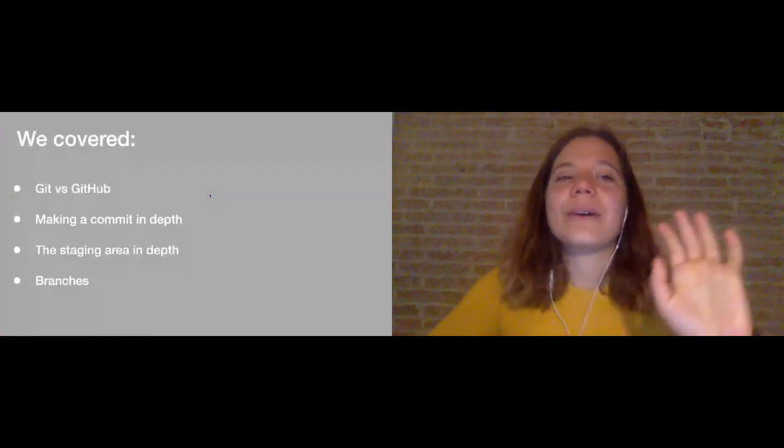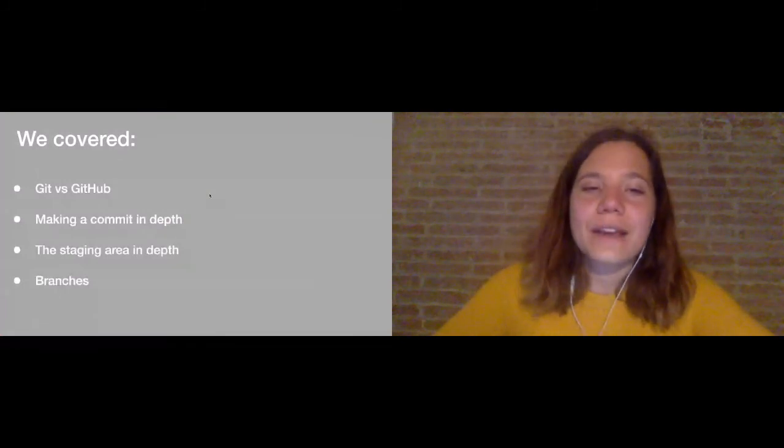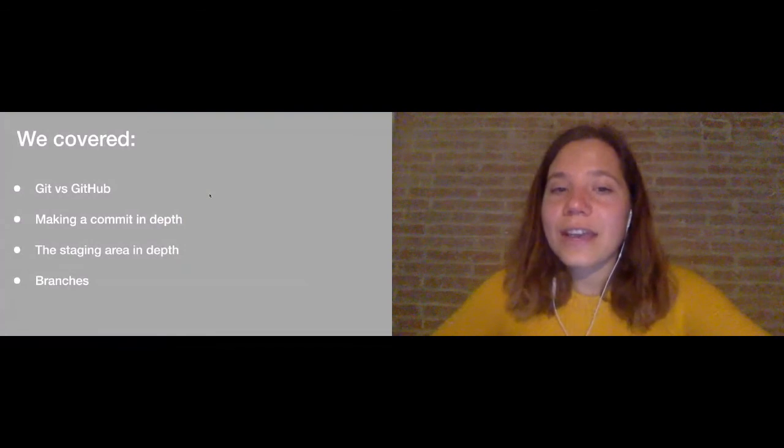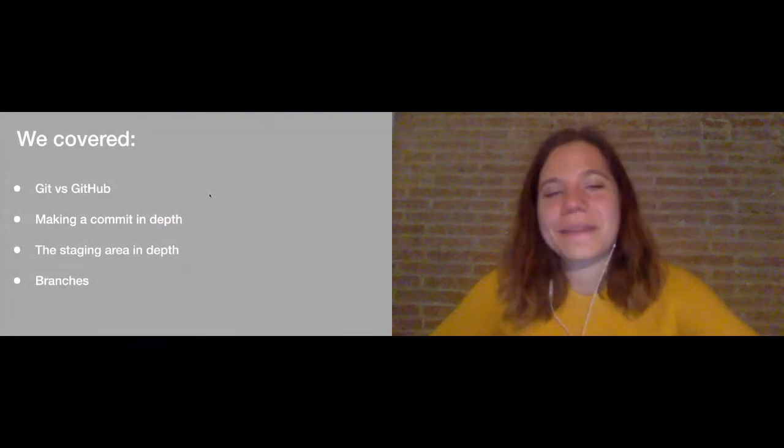So what we covered was the differences between Git and GitHub. We went over making a commit in depth. We went over the staging area in depth, and we went over what branches are. Branches are simply pointers to commits.